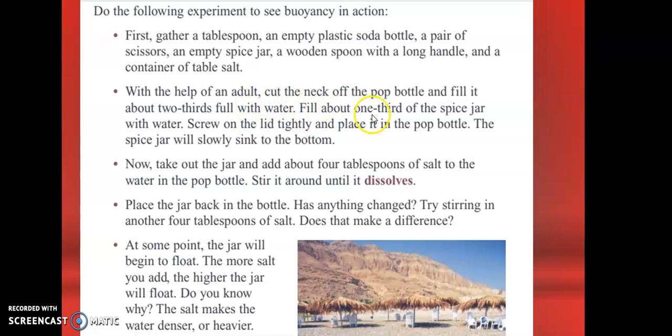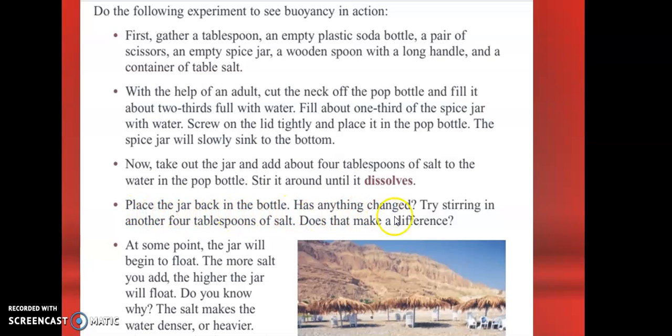Then fill about 1/3 of the spice jar with water. Screw on the lid tightly and place it in the pop bottle. The spice jar will slowly sink to the bottom. Now take out the jar and add about 4 tablespoons of salt to the water in the pop bottle. Stir around until it dissolves. Place the jar back in the bottle.